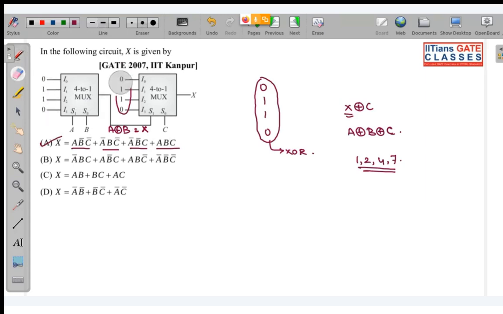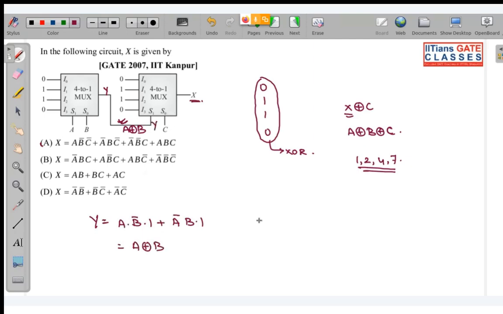So how can you do that? Either you use this method. First you calculate the output of this, so that you will be calculating A XOR B. Then again using this you will be calculating X. So how can you do that? Let us calculate this, let me write it as Y. So first calculate Y. That will be A B complement dot 1 plus A complement B dot 1. So this is A XOR B. So Y is A XOR B.